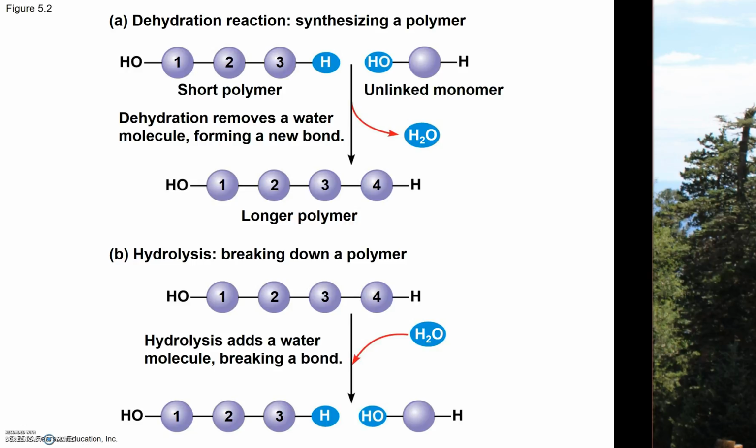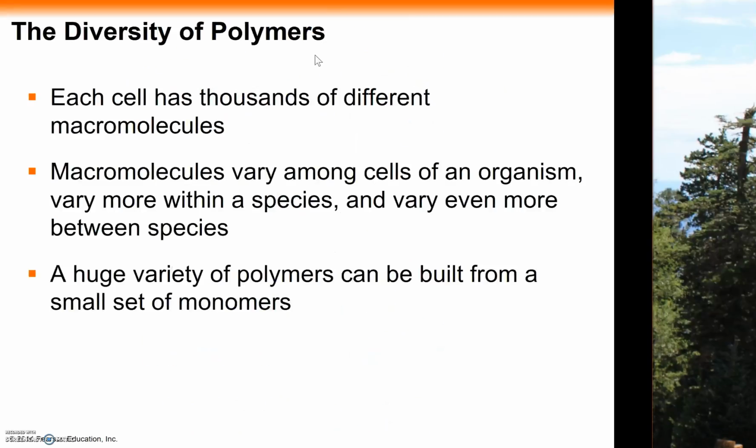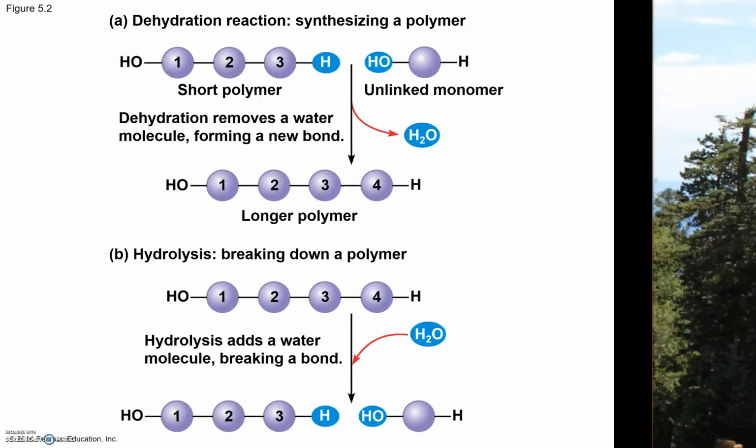So in this particular slide, we have an example of both a dehydration reaction and a hydrolysis reaction. You'll notice the dehydration reaction up at the top, right? So here we're going to have that short polymer on the left-hand side, right? You can see that it's already built using those 3 monomers strung together. And we want to add a 4th monomer, the unlinked monomer. In this case, we're building a larger polymer, so we're going to be using a dehydration synthesis reaction.